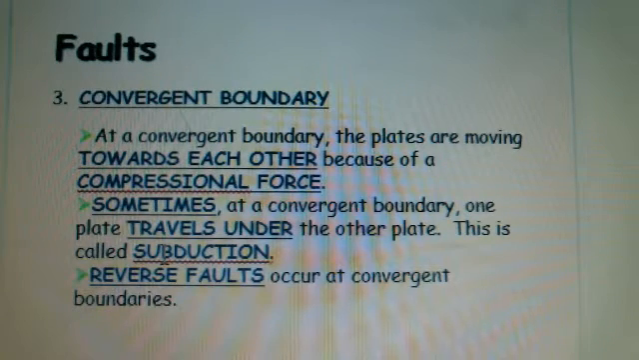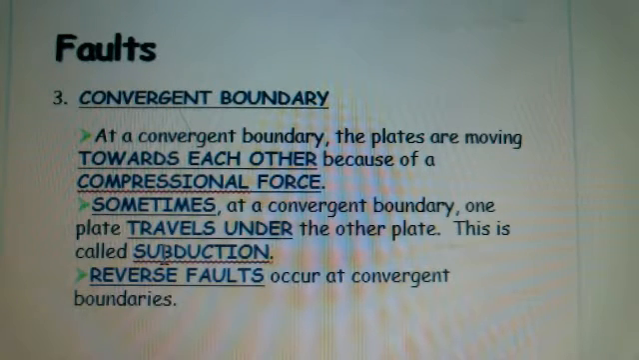Then we have a third kind of fault called a convergent boundary. At a convergent boundary, the plates are moving towards each other because of compressional forces. The two plates are pressing against each other. Sometimes, at a convergent boundary, one plate travels under the other plate.